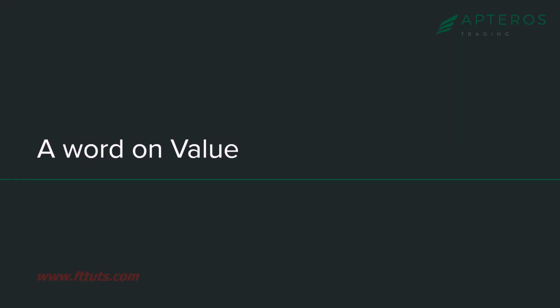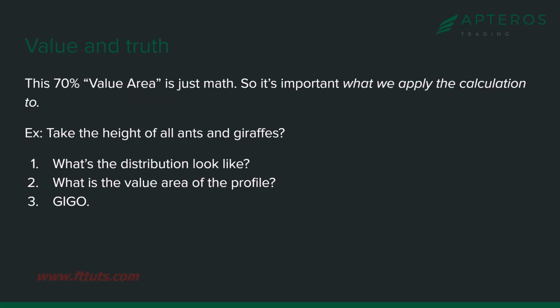Quick word on value. We talked about it. It's 70% around the point of control. So it's important what we apply the calculation to. This is a fun little example here. What if we said, you know what, let's get the height. Let's get all the data we can. Guys, we are the next McKinsey firm here. We need to know the height of all the ants and all the giraffes. It's going to be just groundbreaking stuff. What does this distribution look like if we move it into a profile, right? A distribution is like a profile, same type of word in my world.